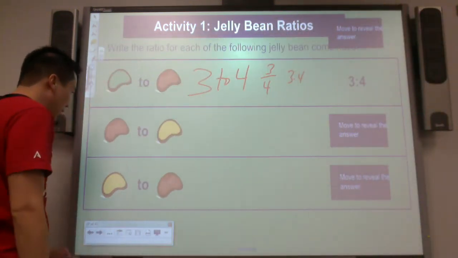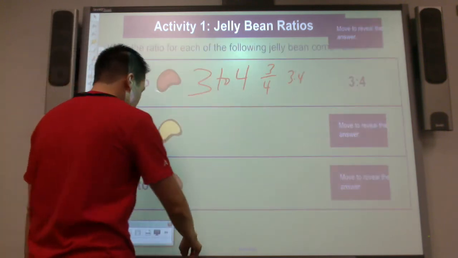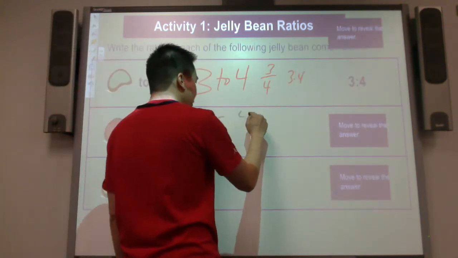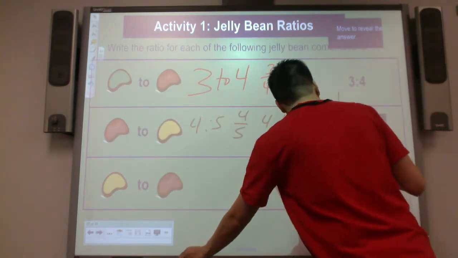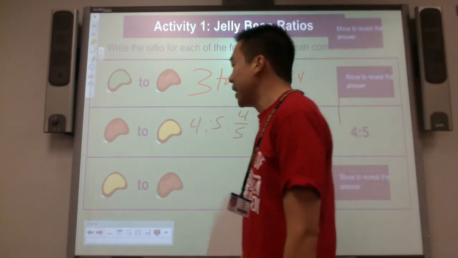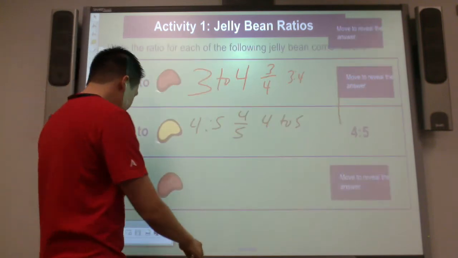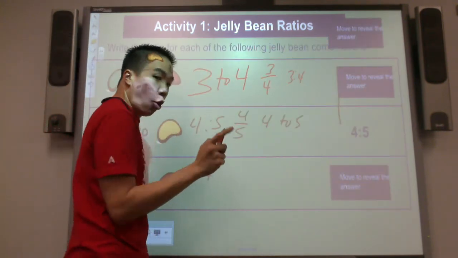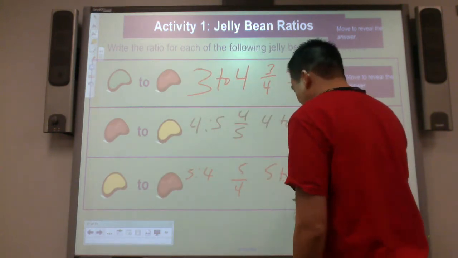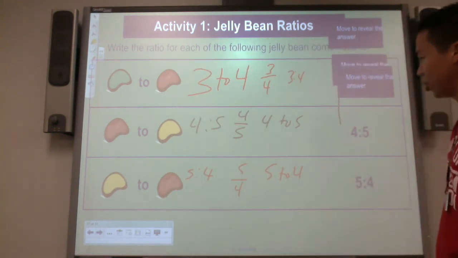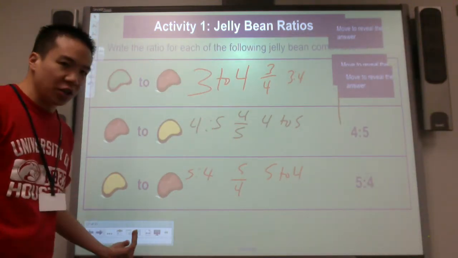Red to yellow. So let's compare. There are 4 red. There are 5 yellow. So 4:5, 4/5. Did I do it correct? Let's see. And I did. And last but not least, yellow to red. In this jar, there are 5 yellow, there are 4 red. 5 to 4, oh, order does matter. 5:4, and let's see if I did it correct, and I did do it correct. So it's what we did right here, we found a ratio of the 2 different colors by comparing them.